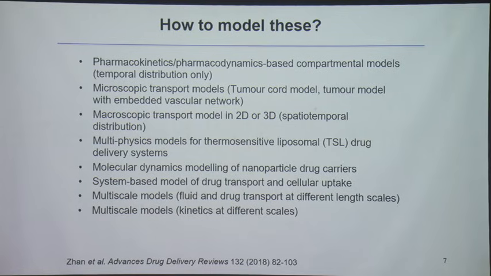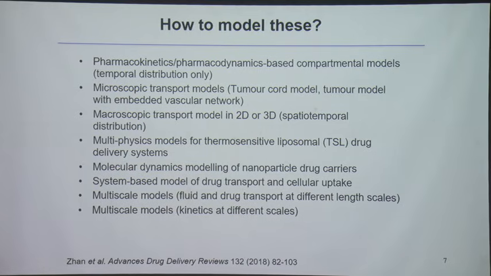And then there are microscopic transport models, and these typically involve a tumor cord model, which is similar to the Krogh cylinder model, where you have a tumor tissue surrounding a single capillary vessel that feeds into the tumor. That's called the tumor cord model. And there are also tumor models with embedded vascular networks.